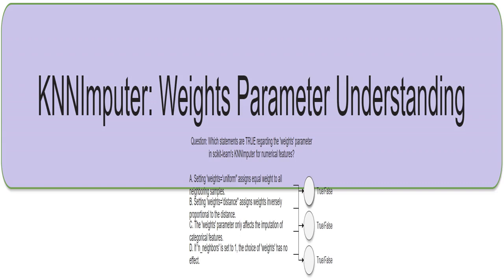This title introduces the core topic, understanding how the weights parameter functions within scikit-learn's KNNImputer, a tool I use for filling in missing numerical data in my datasets. I'll be focusing on the different ways I can assign weights to neighboring data points when calculating imputed values.